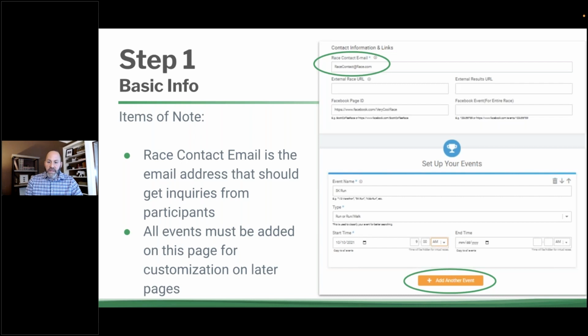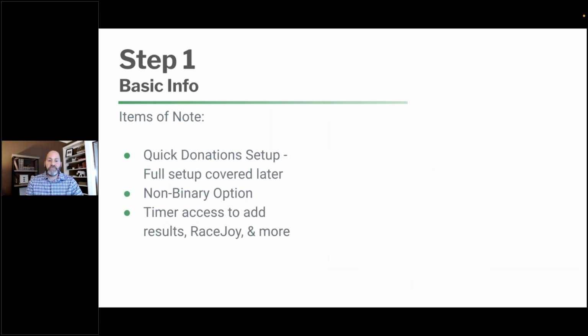And so one tip on this step 1 is that all of your events need to be added here. In no other step can you actually add an additional event. So let's say you're setting up, you got your 5K and your 10K, you move on and you're down to step 4, and you're like, oh, I forgot about my kids race. You need to come back to step 1 in order to add that kids race in.